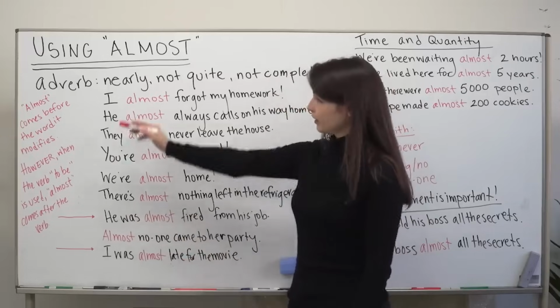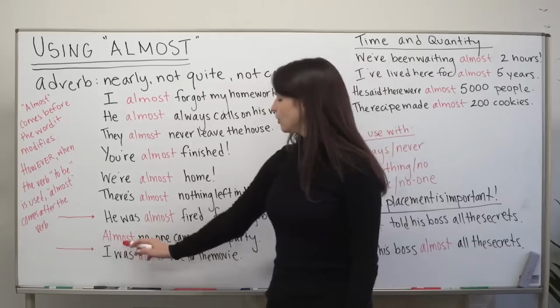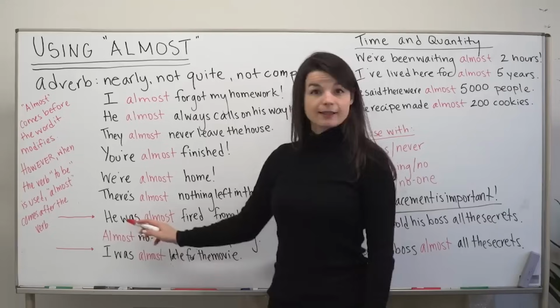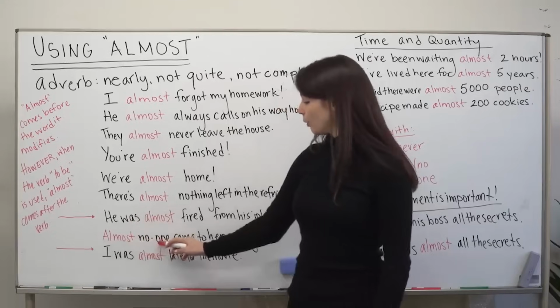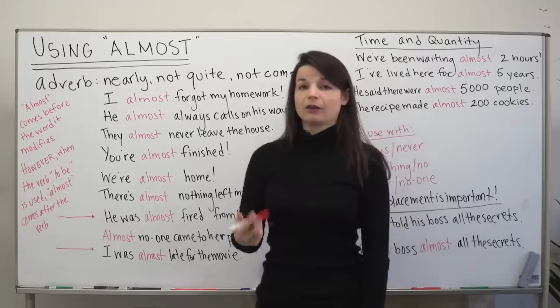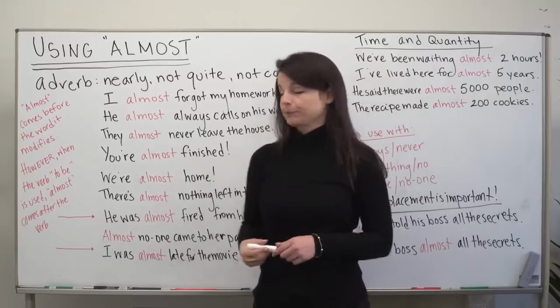So again, let's go back to this first pattern. Almost no one came to her party. So here, almost begins the sentence. It's modifying the word no one. Almost no one came to her party. So meaning very few people came to her party.